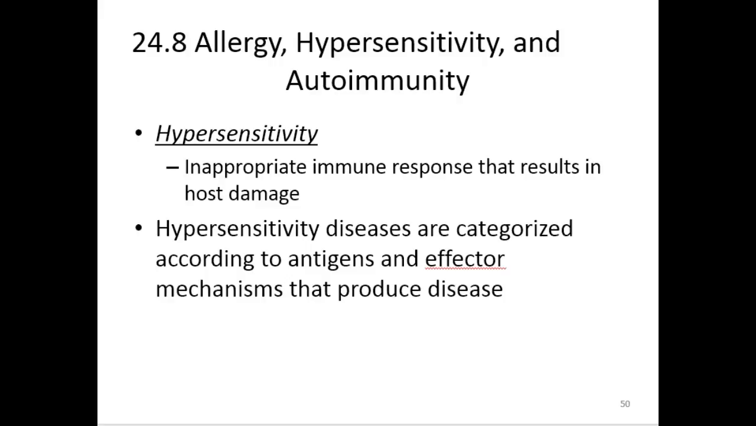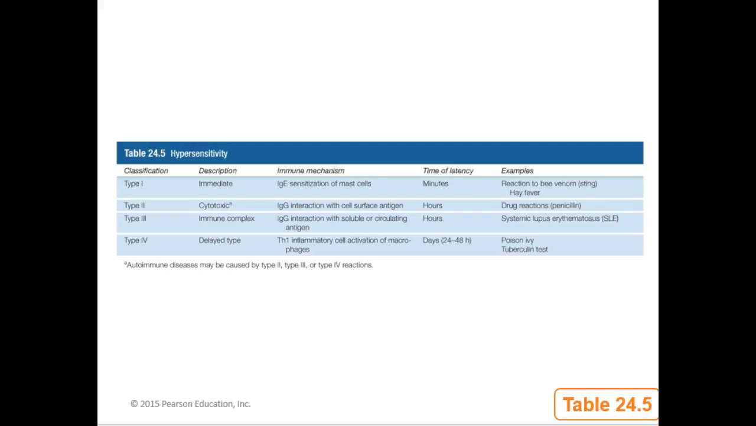So hypersensitivity reactions are defined as those that are exaggerated or damaging to the host, but the cellular and molecular mechanisms are the same as immune responses that protect the host. Hypersensitivity is that inappropriate immune response that results in host damage, right? And they get categorized according to the type of material that stimulates it and the mechanism that produces the disease. So in general, they're classified as 4 types of hypersensitivity.